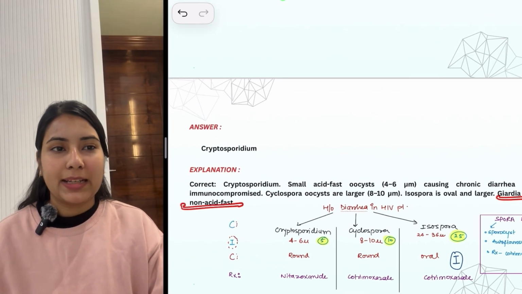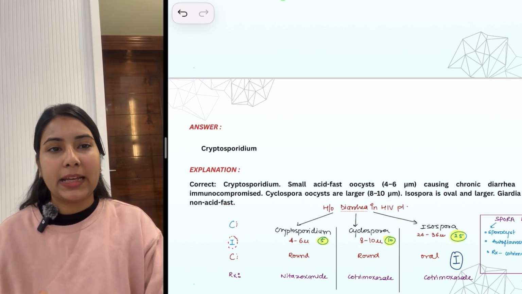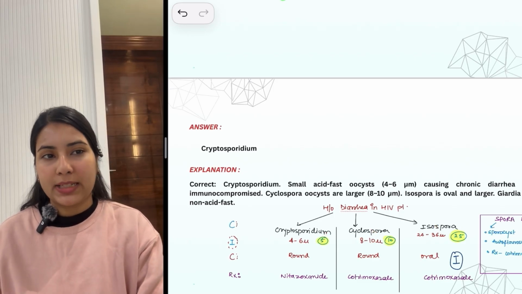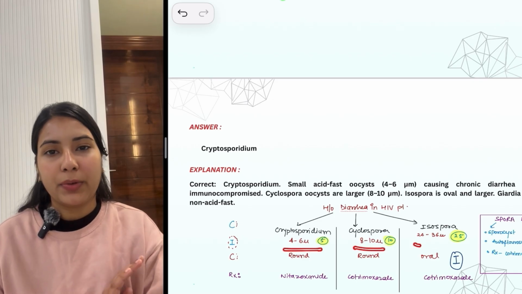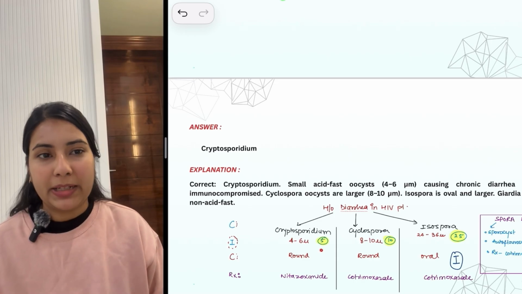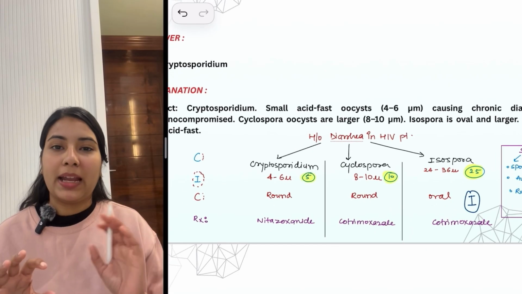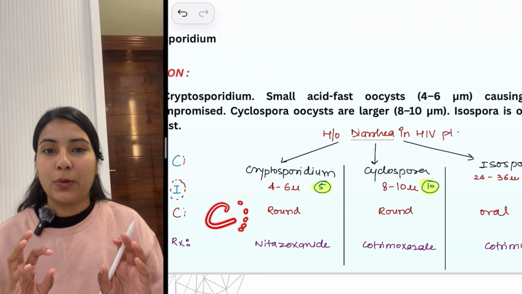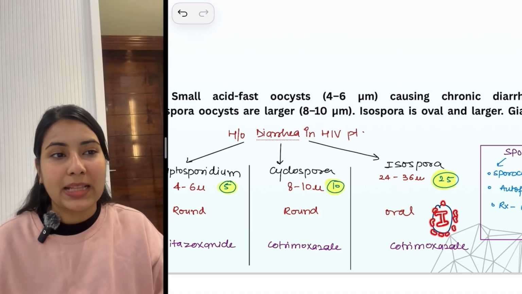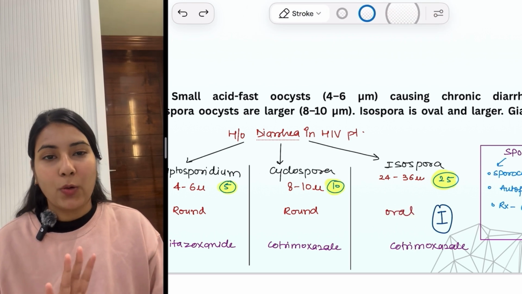So first of all, let us take a look. If a person presents with a history of diarrhea in an HIV patient, your differential can be Cryptosporidium, Cyclospora, and Isospora. The size of the oocyst is 4 to 6 micrometer, 8 to 10 micrometer, and 24 to 36 micrometer. As I've told you, we'll remember the average values 5, 10, and 25 micrometer. Now if we complete C, it becomes O, so in Cyclospora and Cryptosporidium the shape of the oocyst is round, whereas in I, if we complete around it, it becomes oval. So in Isospora the oocyst is oval shaped.